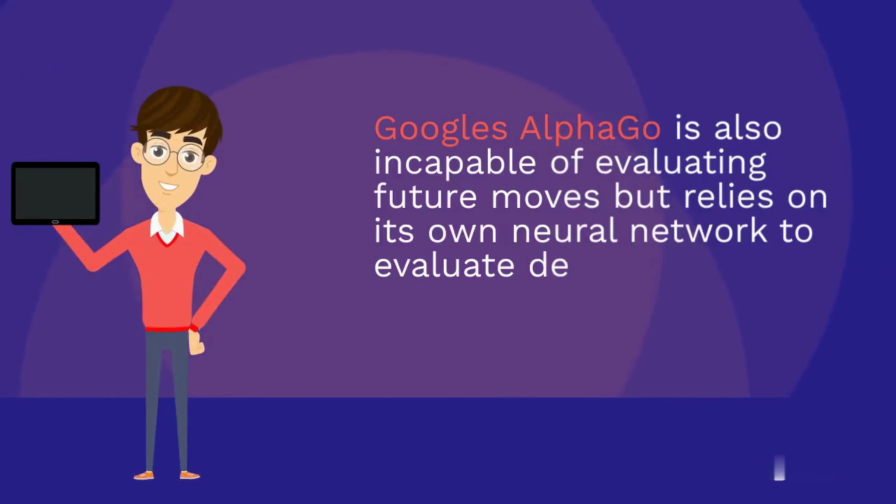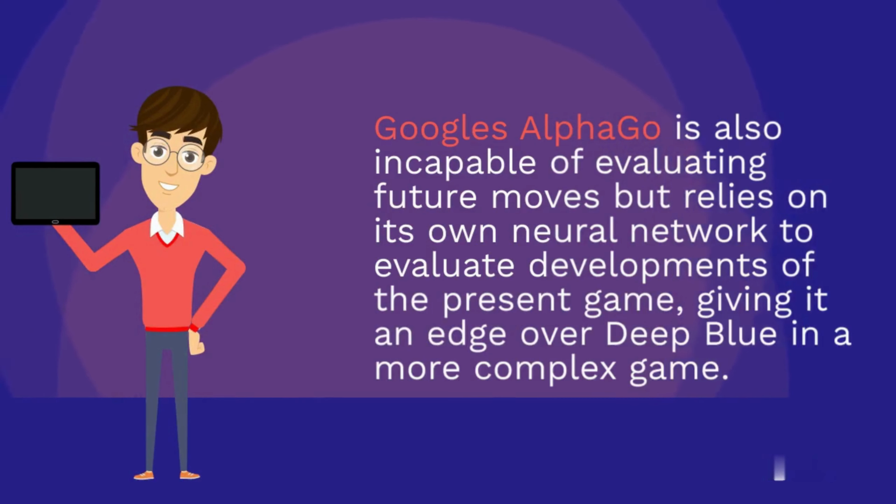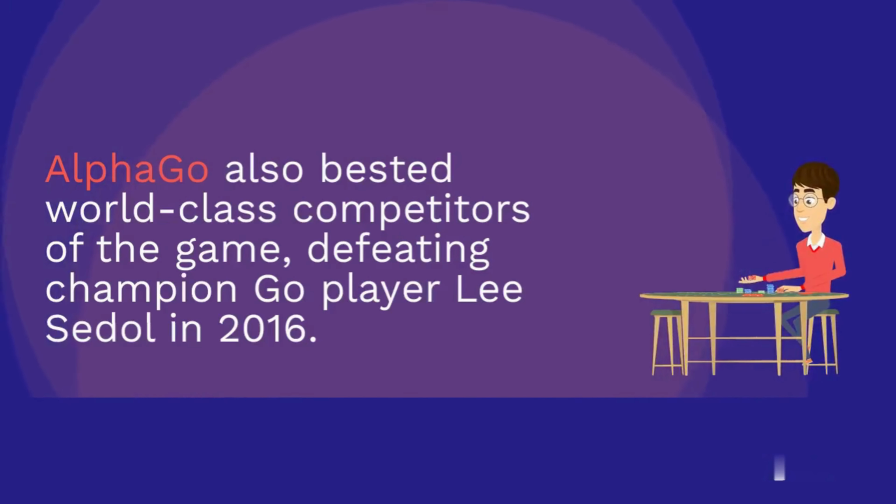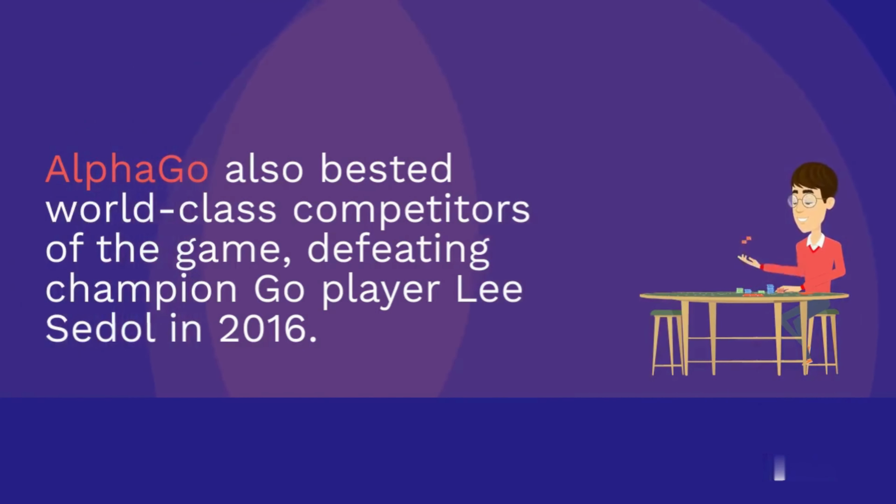Google's AlphaGo is also incapable of evaluating future moves but relies on its own neural network to evaluate developments of the present game, giving it an edge over Deep Blue in a more complex game. AlphaGo also bested world-class competitors of the game, defeating champion Go player Lee Sedol in 2016.